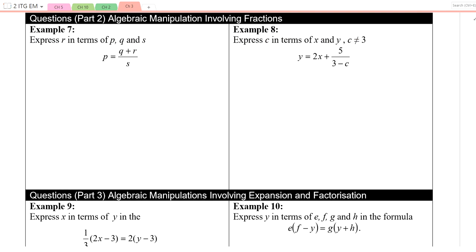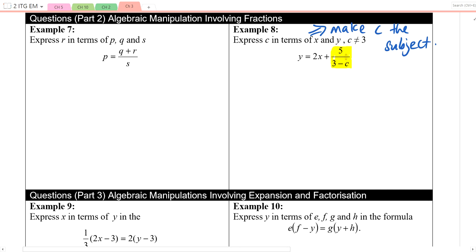So now we're going to move into something slightly more complicated. Example 8. Express c in terms of x and y. In other words, this is make c the subject. It's just another way of saying it. So I see that c is found in the denominator over here. This c is found in the denominator and it is part of this fraction. I want to isolate it first.